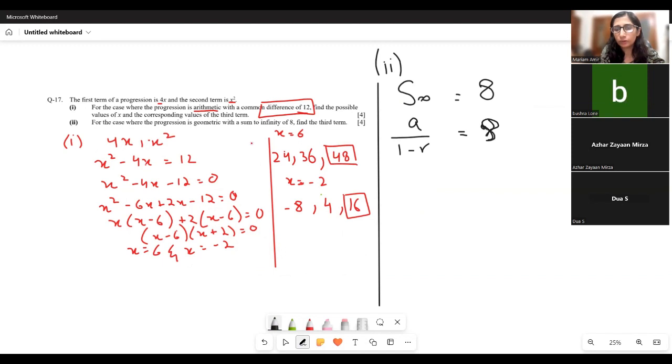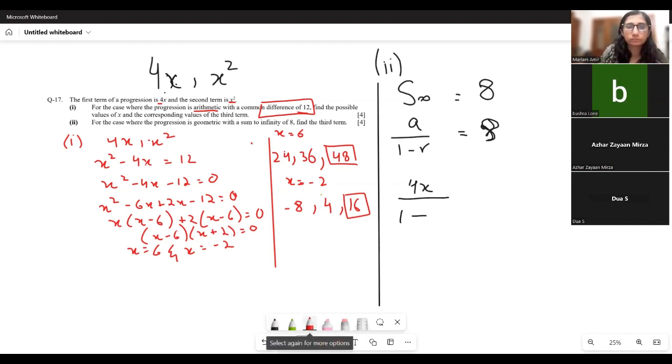And a is going to be the first term, which is 4x. What is r going to be? If 4x and x squared are two consecutive terms of a geometric progression, then what is r? x over 4. How did you get that, Dua? Next term over previous. Yes, to find r, the formula is next term, which is x squared, over previous term 4x. So that's going to be x upon 4. So r is x upon 4.